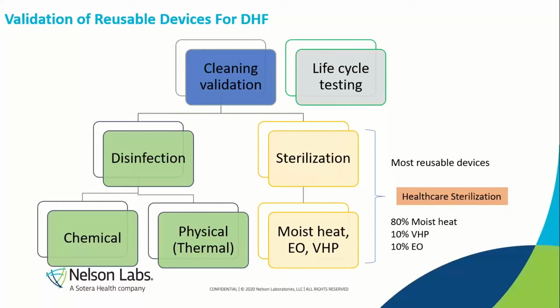Now, validation for reusable devices that you definitely should have in your design history file: you have to have a cleaning validation. That's a must. And then you divide. If your devices cannot go through sterilization, then they'll go through disinfection. So it's not both, but one or the other you should have. And for the disinfection, you have chemical and physical parameters. And then for sterilization, for reusable devices, it's usually moist heat, which is steam sterilization, because it's a fast-paced environment for use with those devices.